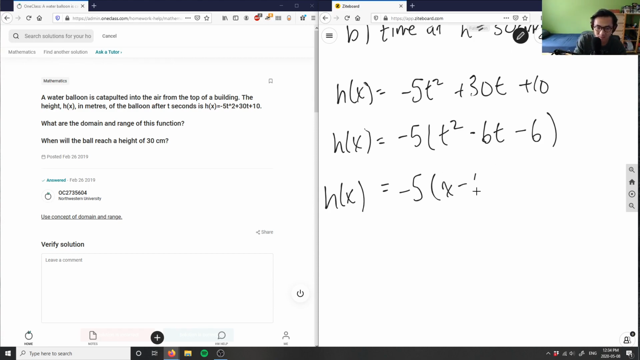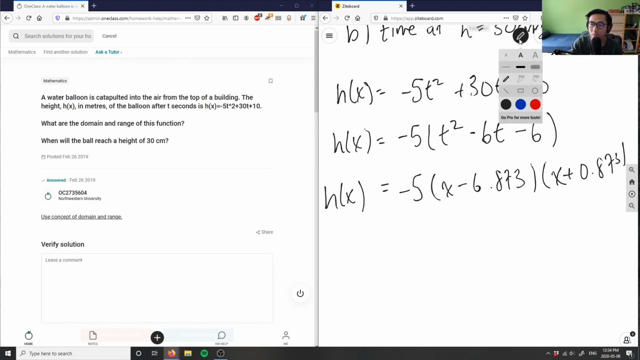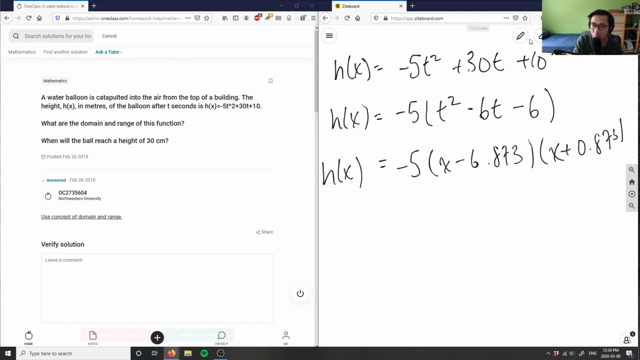Basically you get x - 6.873 and x + 0.873. So you get these two x-intercepts, and again, I rounded here. We can use these intercepts to graph this, or maybe sketch a graph here. Again, this is y, this is x, and we know the x-intercepts: here we have 6.873.